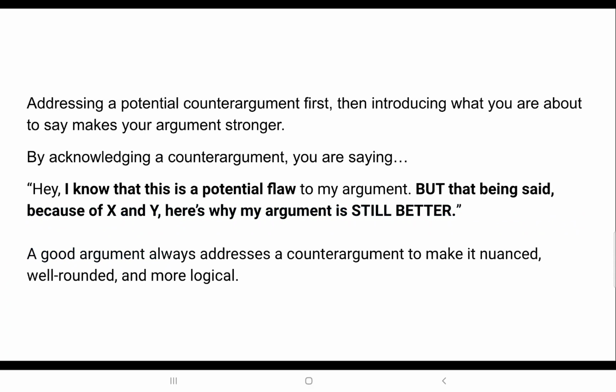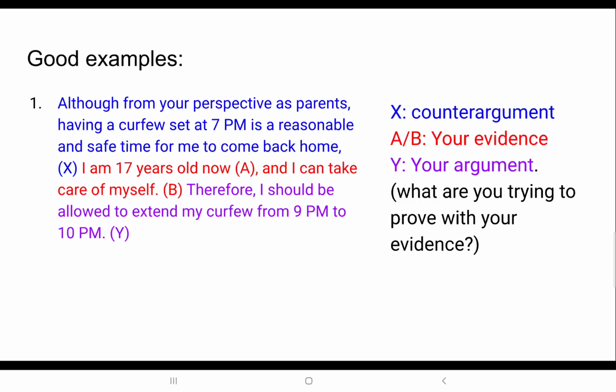All right, pause if you need to take notes, but now we will move on to looking at good examples of thesis statements. Let's first look at our curfew example that I've prepared on the spot here, and I've color-coded again so that it's easier for you to understand. So you could say to your parents' previous counter argument that although from your perspective as parents, having a curfew set at 7 p.m. is a reasonable and safe time for me to come back home, X, your counter argument, your reasoning could be, I am 17 years old now, A, and I can take care of myself, B.